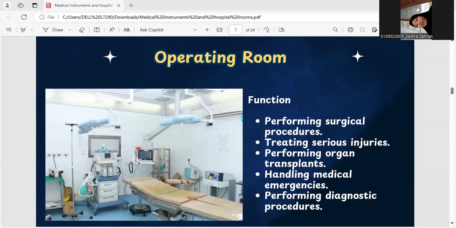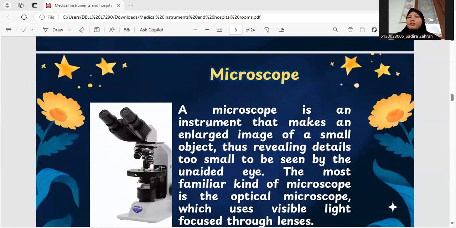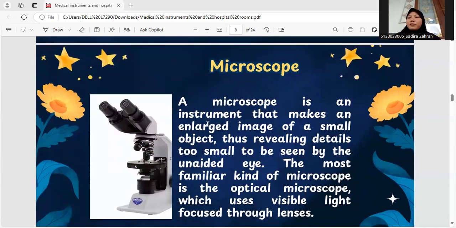The function of the operating room is to perform surgical procedures, treat serious injuries, perform organ transplants, handle medical emergencies, and perform diagnostic procedures. Okay.